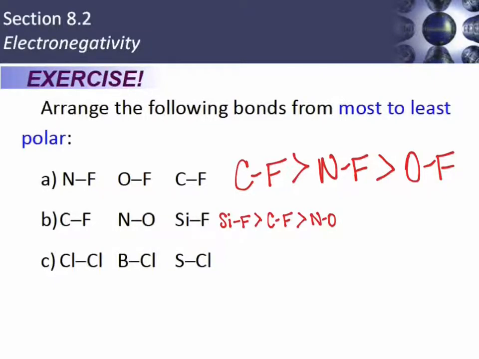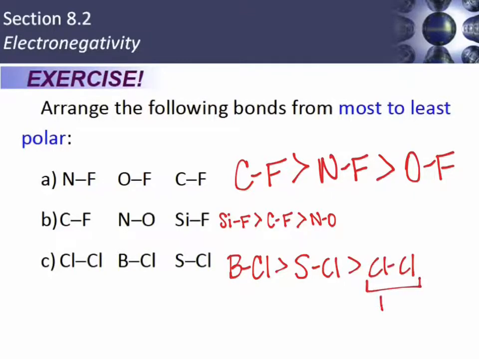And lastly here, who was the most polar? BCl. And then we have SCl. And then ClCl. And this is the first time we've actually seen a true nonpolar.